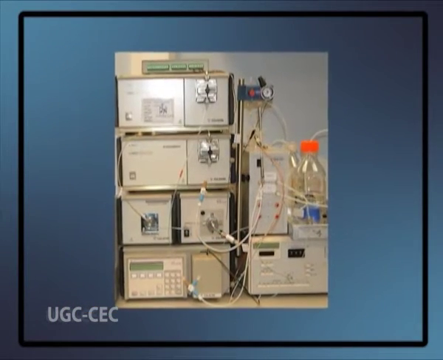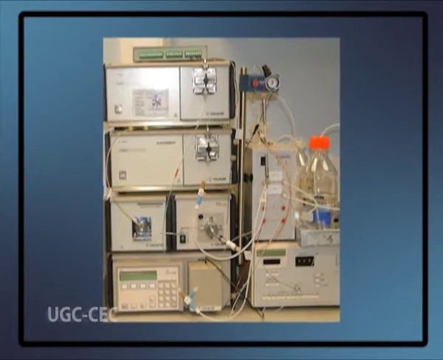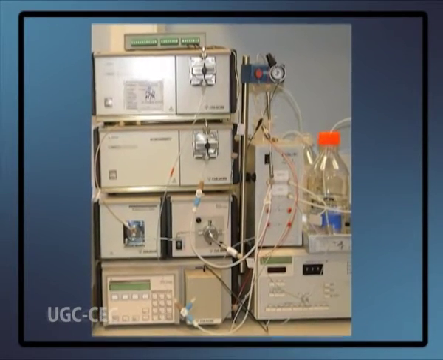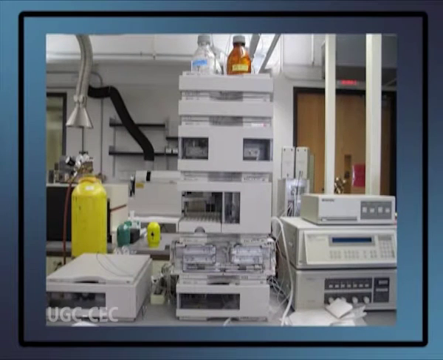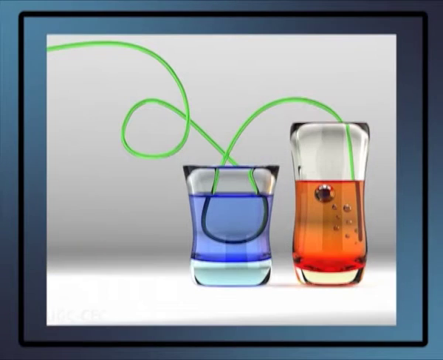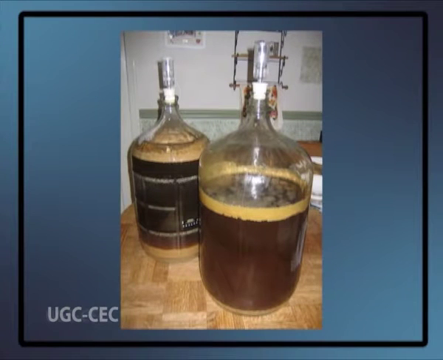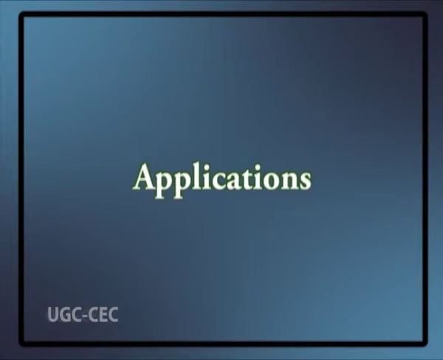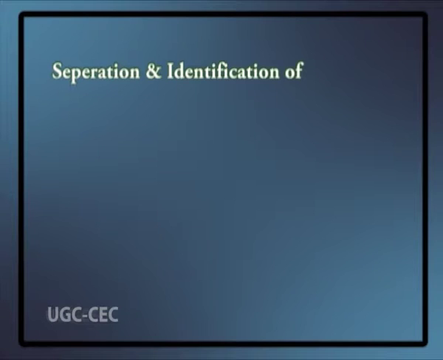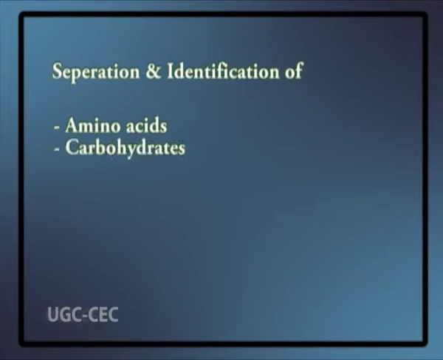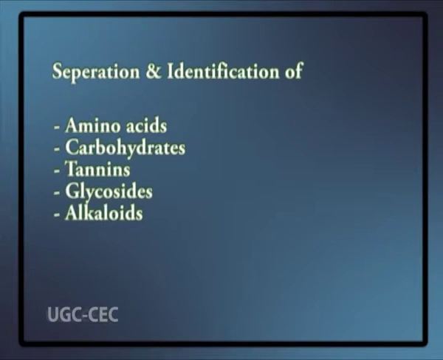The stationary phase immobilizes the liquid surface layer, which becomes the stationary phase. Mobile phase passes over the coated adsorbent, and depending upon relative solubility in the coated liquid, separation occurs. The components of the sample mixture appear separated because of differences in their partition coefficient. Application. It is used for separation and identification of amino acids, carbohydrates, tannins, glycosides, alkaloids, etc.